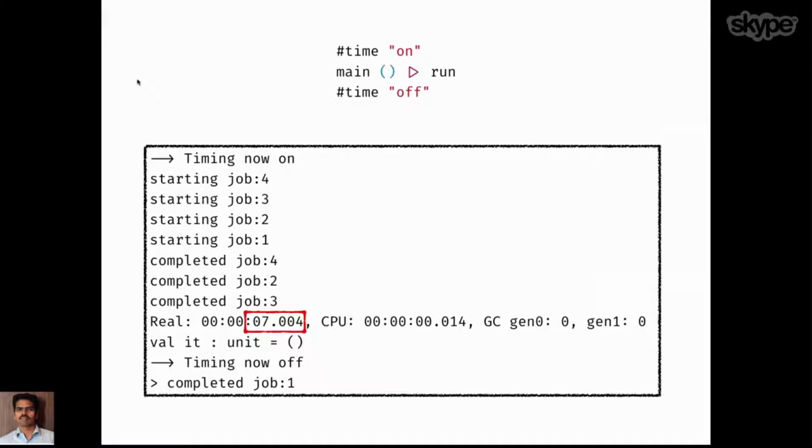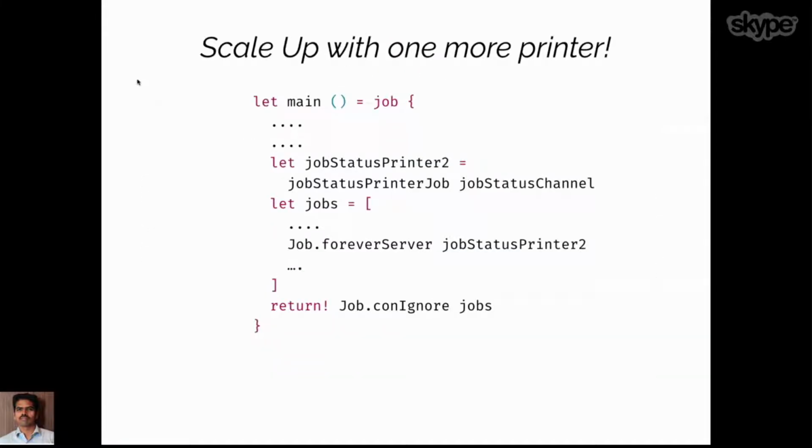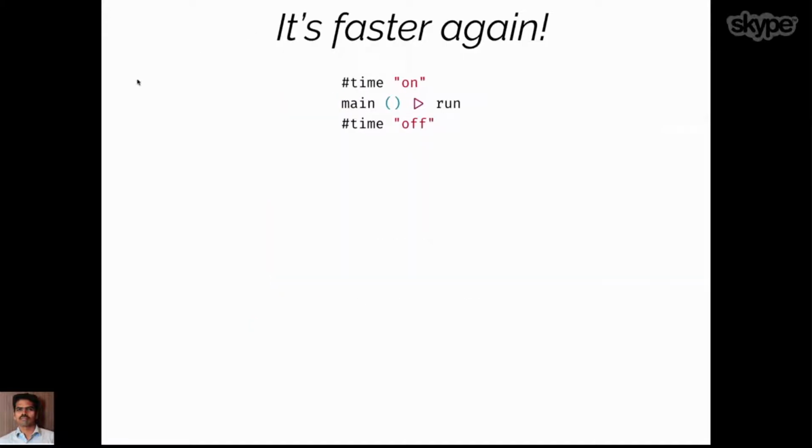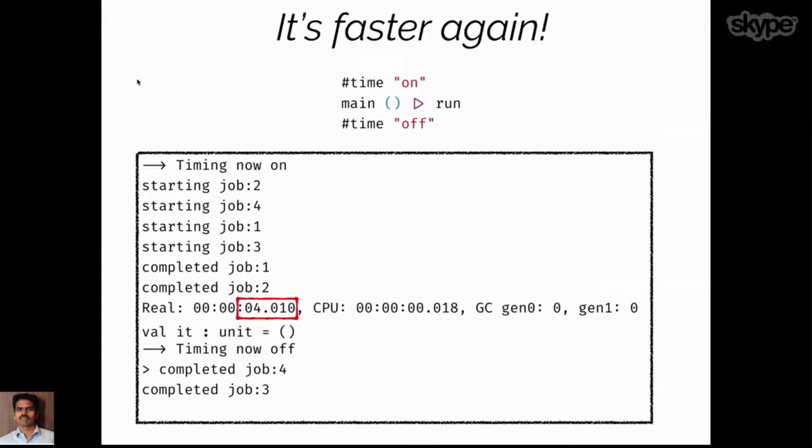So how do we scale it up? We just add one more printer. Once we add a new printer, we put it in the existing job list and ask everything to run together. Now if you run this example again, it is faster again. We got the 4 seconds back. So what we have seen is that through jobs we run things in parallel, and through channels we communicate between those jobs. Once we communicated, we found that the consumer was taking more time. We then scaled up the consumer, again with very little code, and got back to 4 seconds.